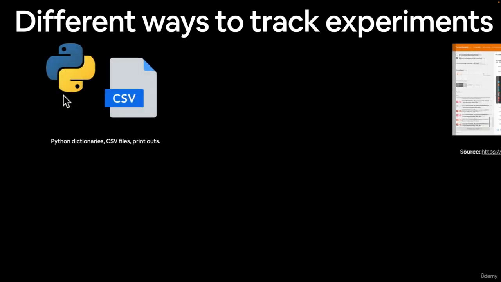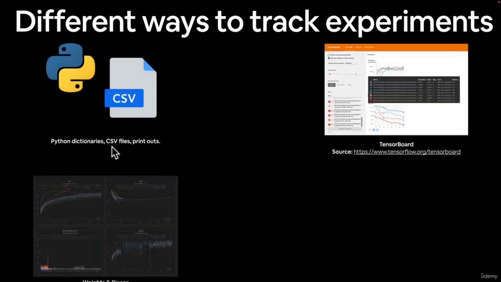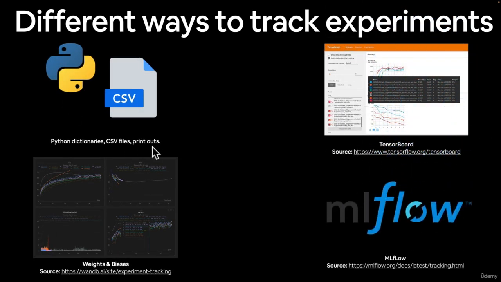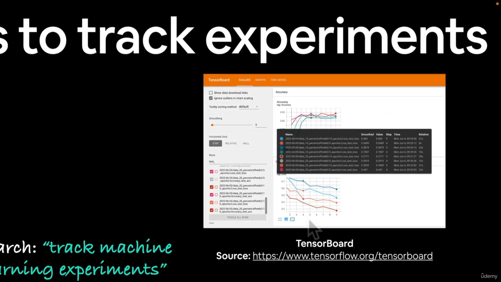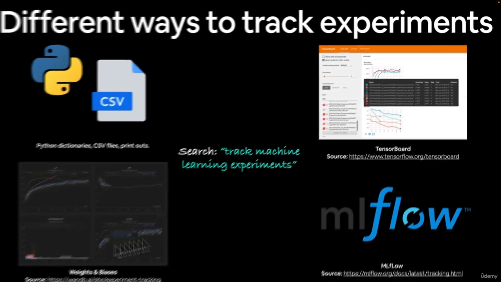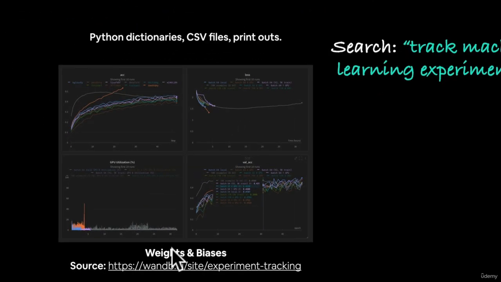Now, there are a few different ways to track experiments in PyTorch and machine learning in general. The first is what we've been doing so far, such as using Python dictionaries, CSV files, or printouts. The next is TensorBoard. We're going to be looking at this in this section because of how baked in it is to the PyTorch library. There's also other services like Weights and Biases, which is one of my favorite third-party experiment tracking resources. I'll let you look into that if you'd like.